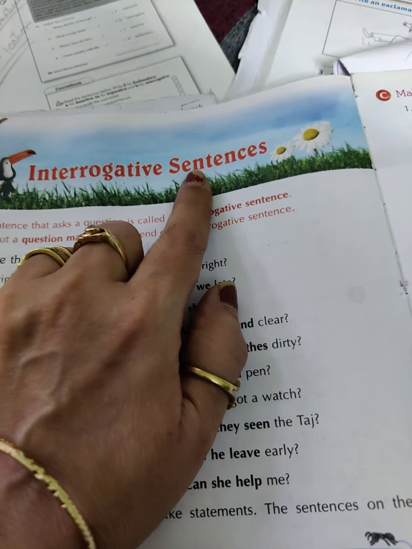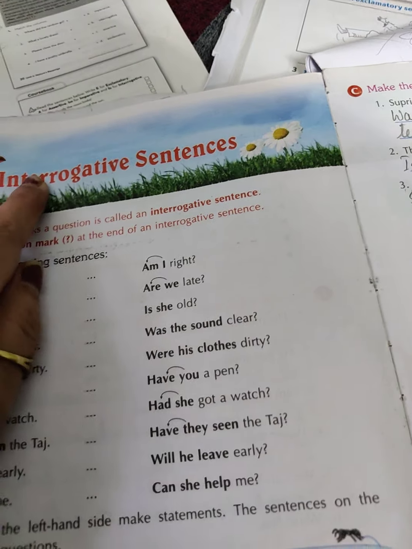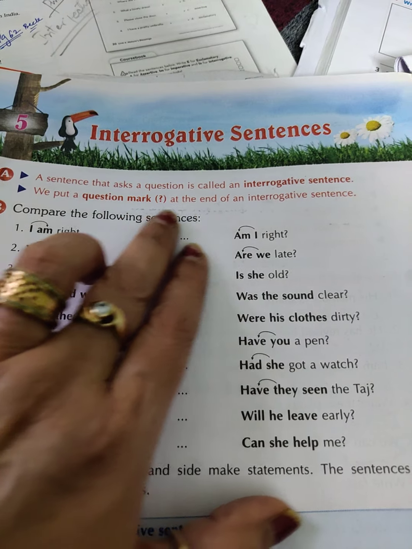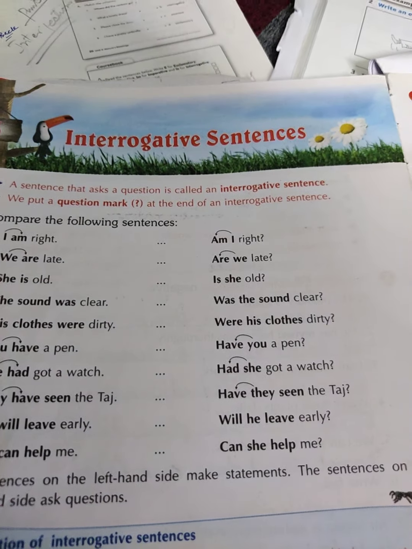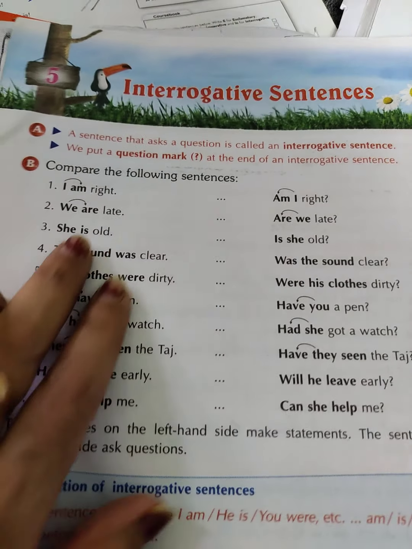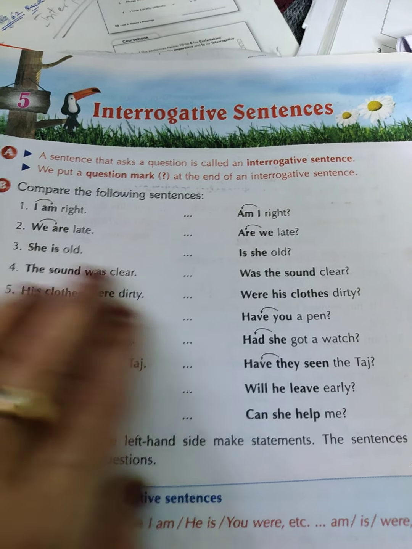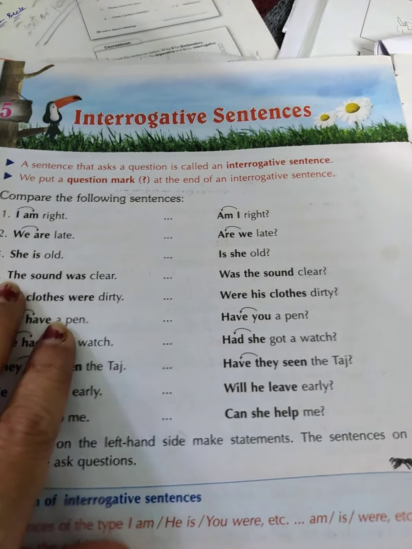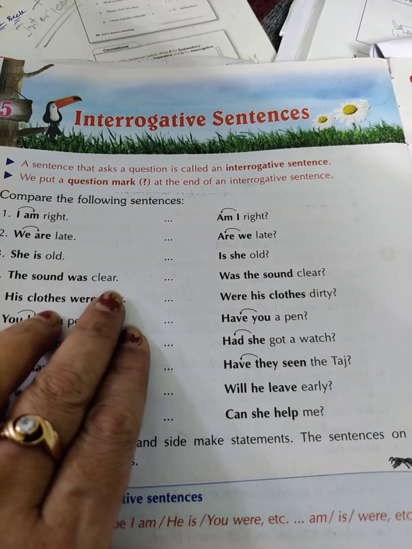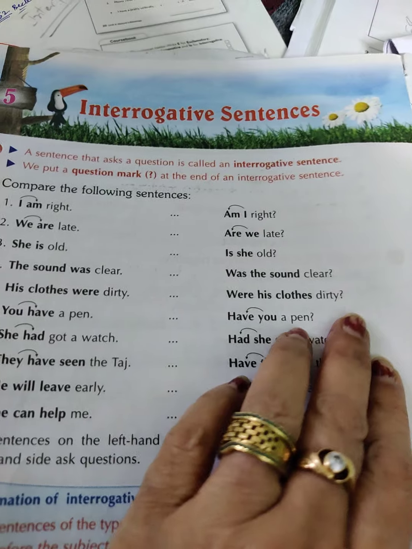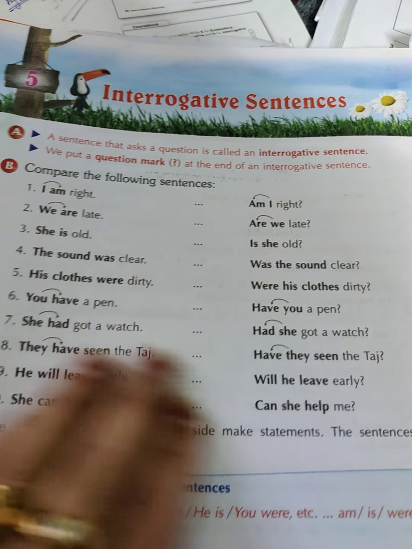Now with interrogative, as I told you in the beginning, interrogative means the question form of sentences. We put a question mark at the end of the interrogative sentence. Let us compare the sentences. I am right, am I right? We are late, are we late? She is old, is she old? The sound was clear, was the sound clear? His clothes were dirty, were the clothes dirty? You have a pen, have you a pen?